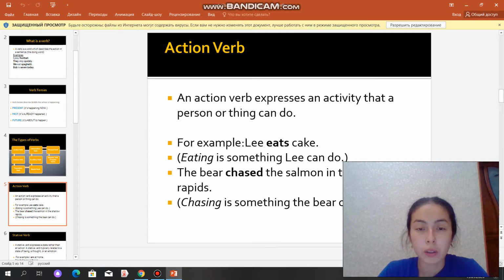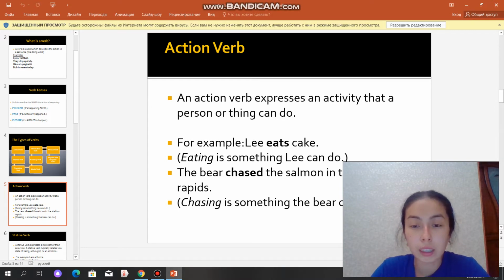Action verb. An action verb expresses an activity that a person or thing can do. For example, Lee eats cake. Lee кушает торт. Eating is something Lee can do. The bear chased the salmon in the shallow rapids.